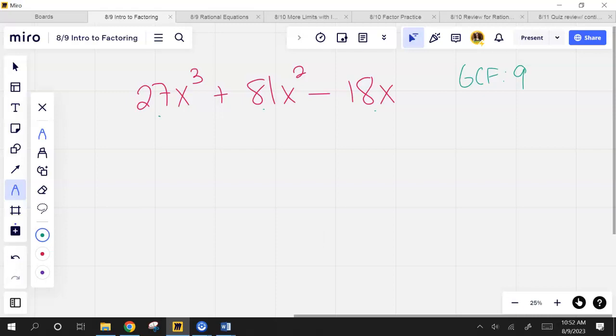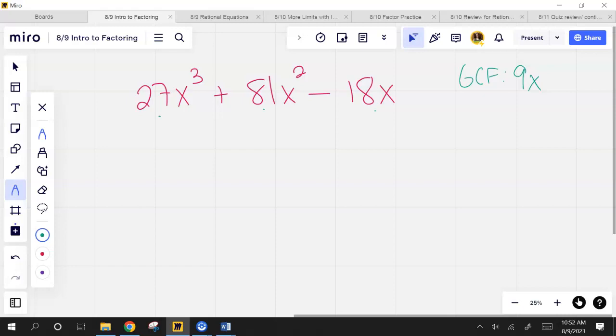9, and they also all have what? x. This one's got 3, this one's got 2, and this one's got 1. So how many could I take away from everybody? 1x, right? I couldn't take x squared out because that very last one doesn't have an x squared. It's only got 1x there. Does that make sense?